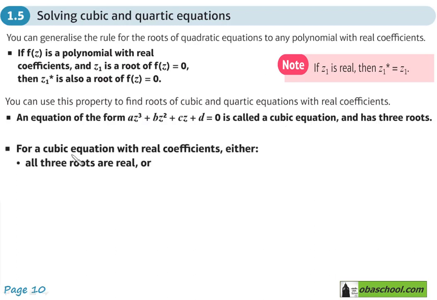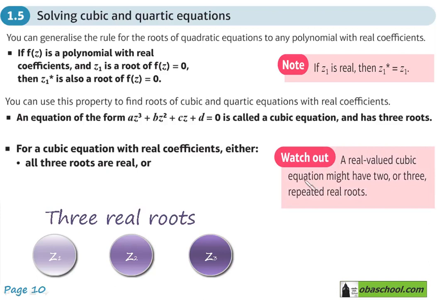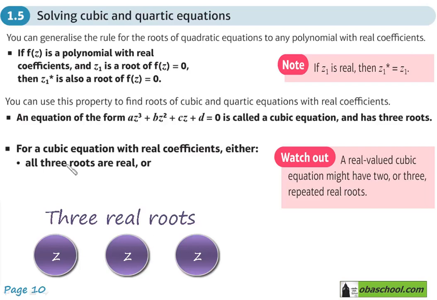For a cubic equation with real coefficients, either all 3 roots are real, as we said we have 3 roots, we may have all these roots are real, where a real valued cubic equation might have 2 or 3 repeated real roots. So among these 3 roots, we may have 2 repeated roots, or the 3 roots are repeated.